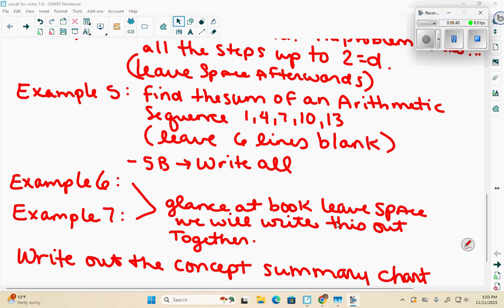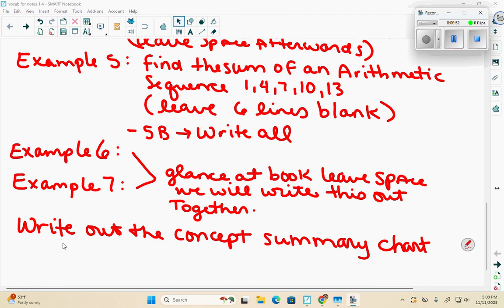And then the very last thing that you're doing is going to page 37. Again, leave 1 full page for 6 and 7 for us to do notes on that. You're going to write out the concept summary chart. On page 37, the concept summary chart is up at the top, and it's kind of a turquoisey blue, and it has the recursive formula, explicit formula, the arithmetic series, and then it says algebra and numbers, so you're going to write that whole chart out.